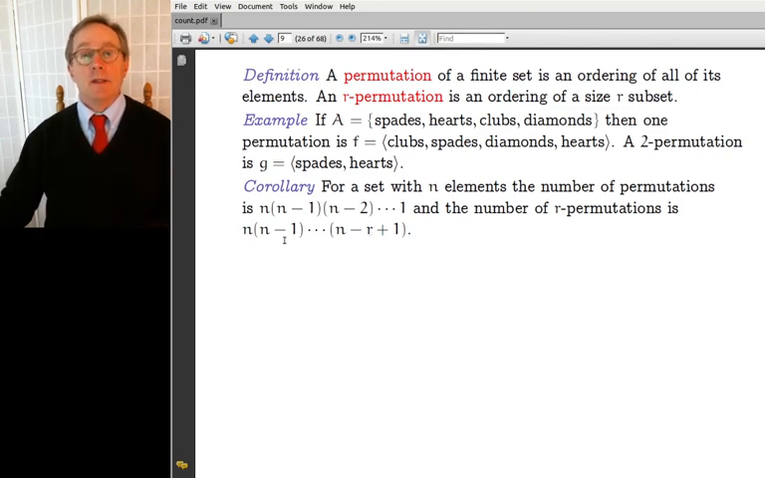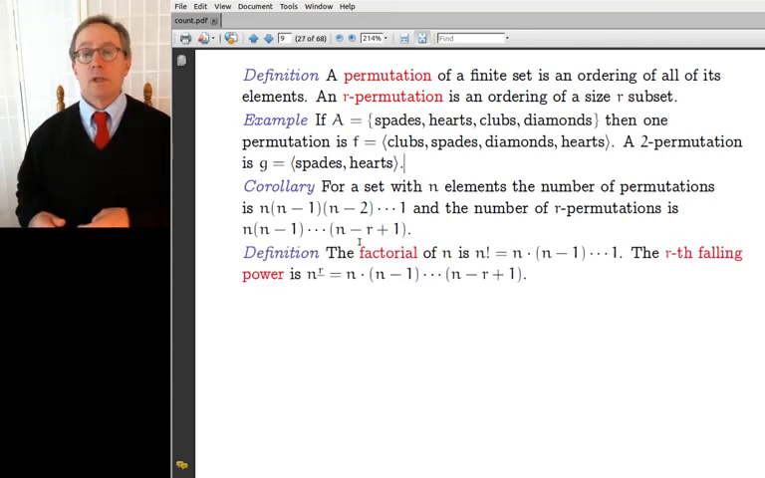If you take the numbers from n on down and stop after r many numbers, you might think it would go from n down through n minus r, but that's an off-by-1 error. If you actually do it out on your fingers, it's n out to n minus r plus 1.